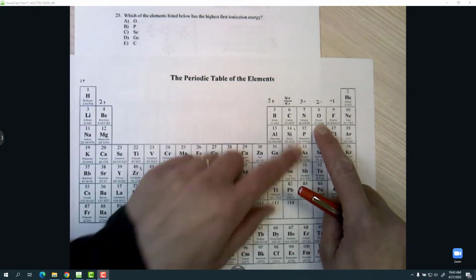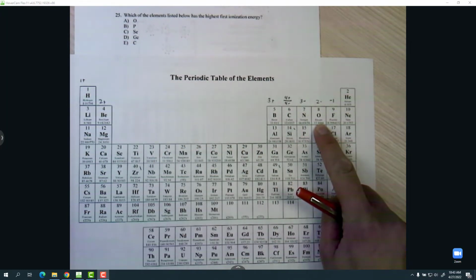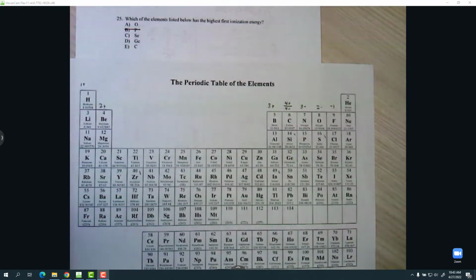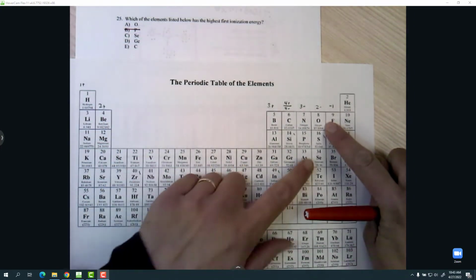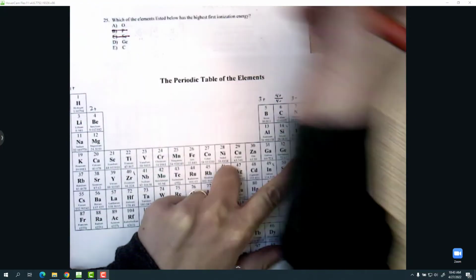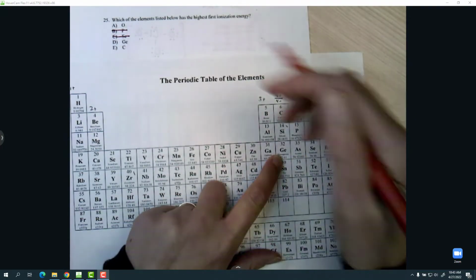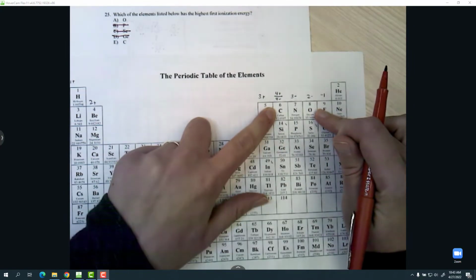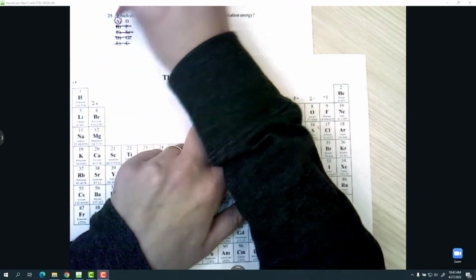Phosphorus, lower and to the left, so that should be lower. Selenium, lower, well, just lower, but that's enough. Germanium, lower and to the left. Carbon, to the left. So it looks like it was oxygen.